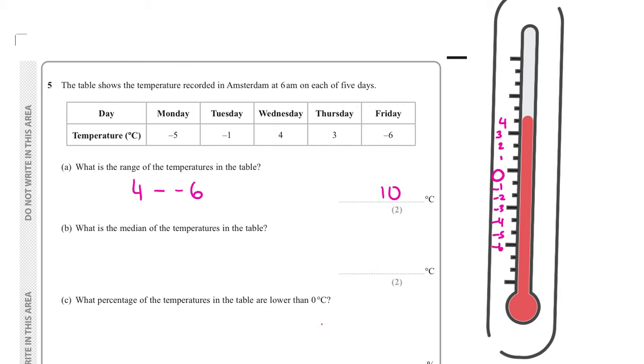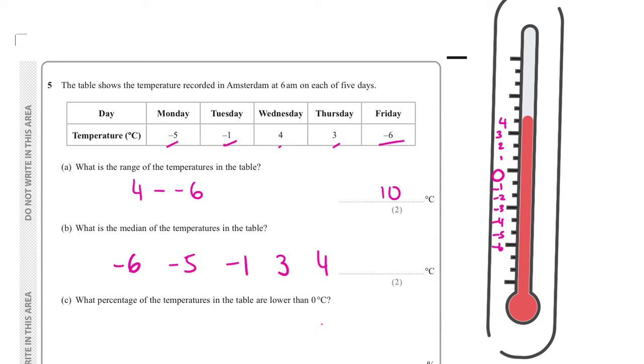This is our range. The median means the middle. Once in order. We have to put this in order first. We can either do coldest to hottest or hottest to coldest. It won't matter because the middle will be the middle. What do you want to do? Coldest to hottest. Great idea. So what's the coldest month? Minus 6. Then minus 5. Then minus 1. Then 4. And that's right, isn't it?